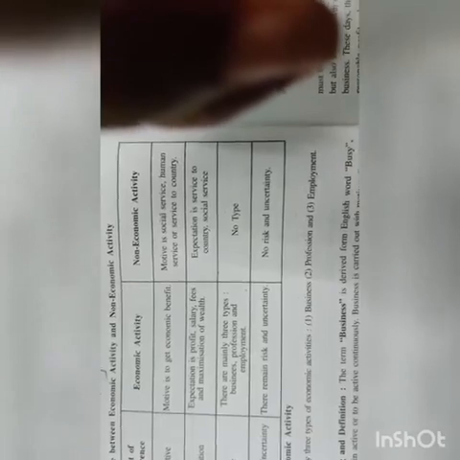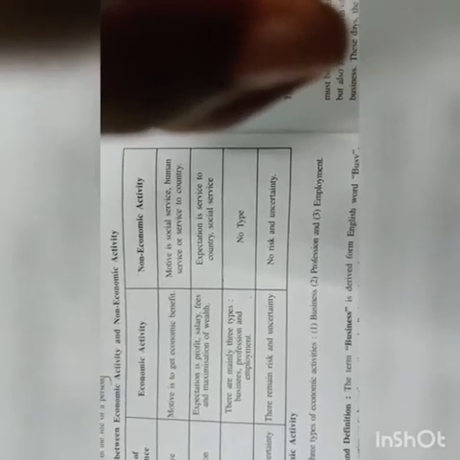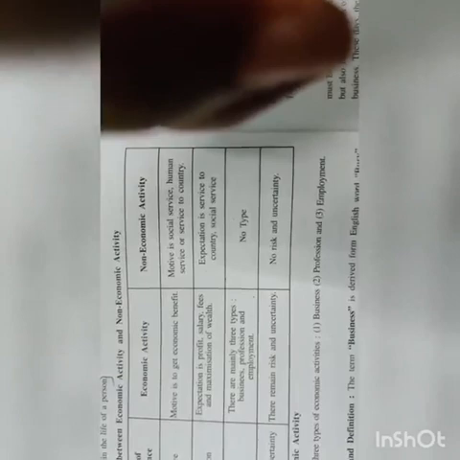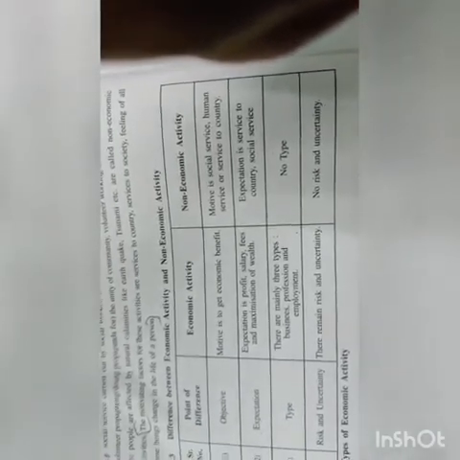Okay, as we know, not a single person predicted that this corona would come and affect the business so badly. So this is one example of uncertainty. Uncertainty means anything can happen in future and it can affect your business. Then in non-economic activity there is no risk and no uncertainty. Clear till here? Okay, so this is the difference between economic activity and non-economic activity.